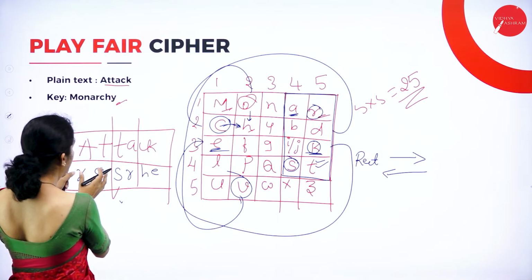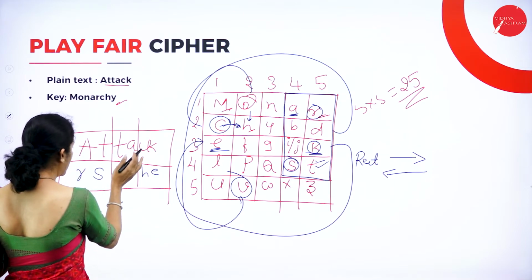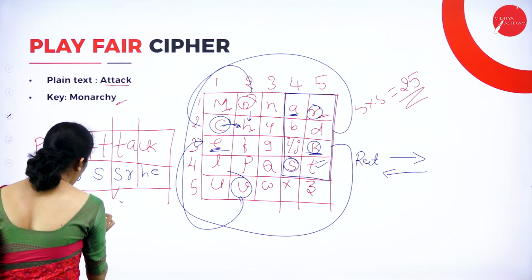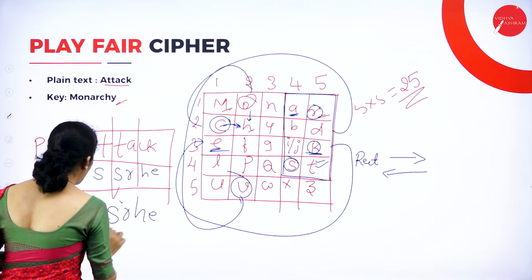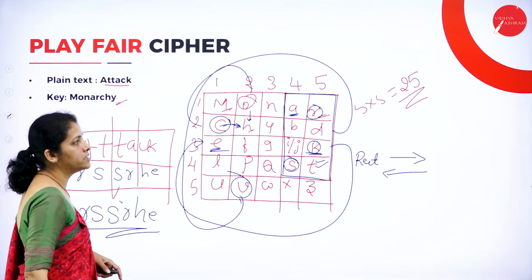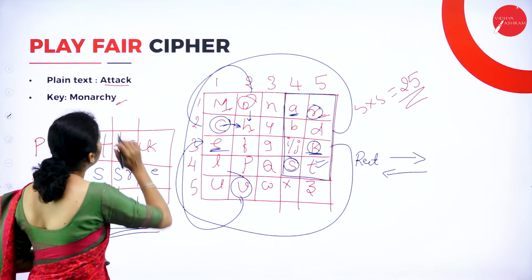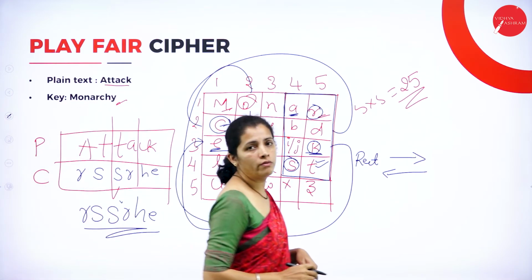So what is my plain text? It is attack. And what is my ciphertext? RS SR HE, and this is sent to the receiver. This is the way Playfair Cipher is going to work.